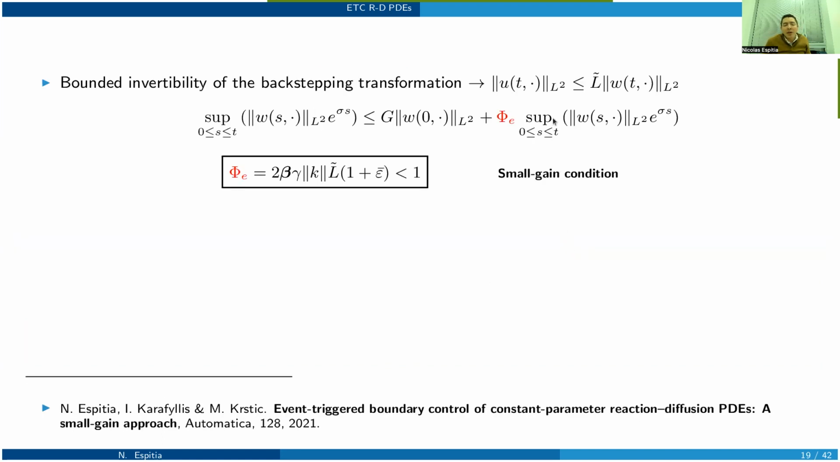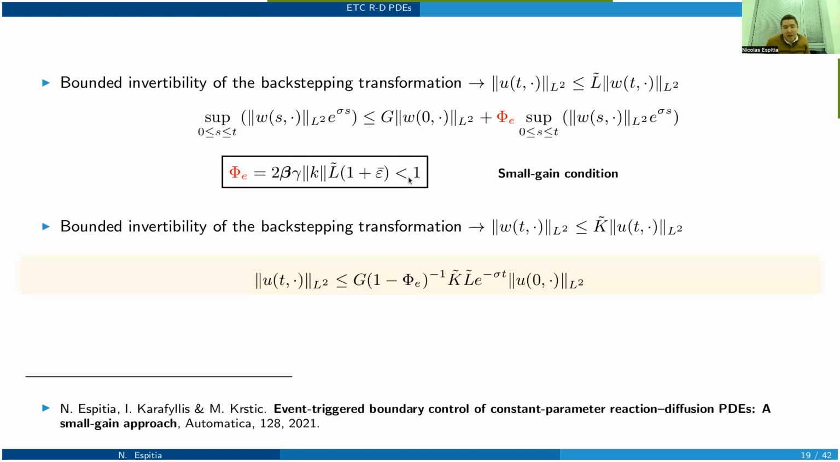And then we use the bounded invertibility of the backstepping transformation to relate the result of the target system to the original one, okay? And we end up with this estimate where phi here is an expression which depends on the parameter of the triggering condition, the asymptotic gain, and the control gain. We want this condition to be less than 1, this is the small gain condition. And again, we use the bounded invertibility of the backstepping transformation to relate back the result to the original system. So at the end, we obtain the global exponential stability of the closed-loop system.